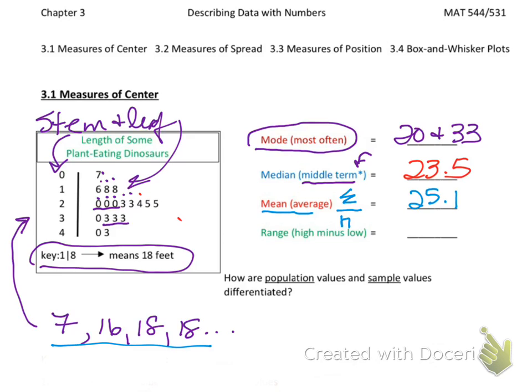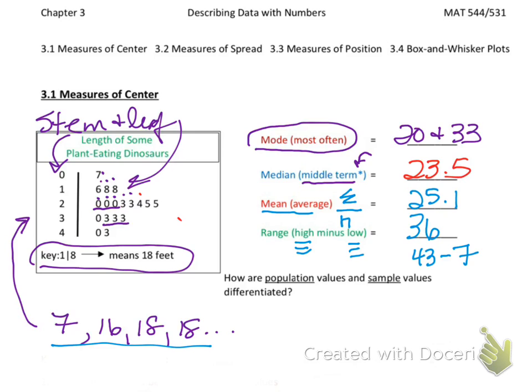Okay, the range. The range is going to be the high value minus the low value. So what's the high value? Well, the high value is 43 minus the low value, which is 7, and that gives you a range, high minus low, of 36. All right?